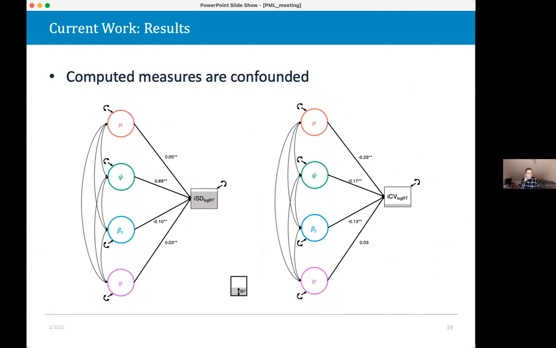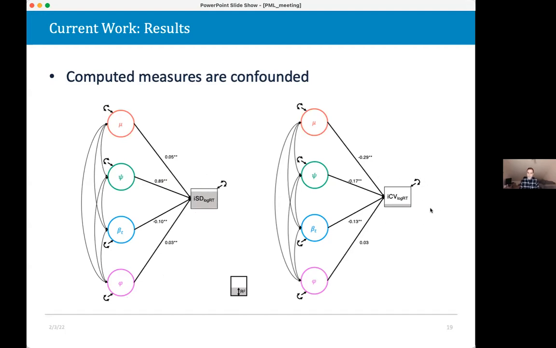Another glimpse into some difficulties with the computed measures. So here we predicted the calculated score that we would derive from these data by our factor estimates of each of the 4 different components in just OLS regression. And for ISD, we do a pretty good job of explaining variance in that measure, about 0.9. And the strongest influence is indeed psi, so that's a nice validity check. But there are significant influences of both the mean, the trend, and the autoregression, suggesting, as we expect, that these computed measures are somewhat contaminated by other measures of performance.